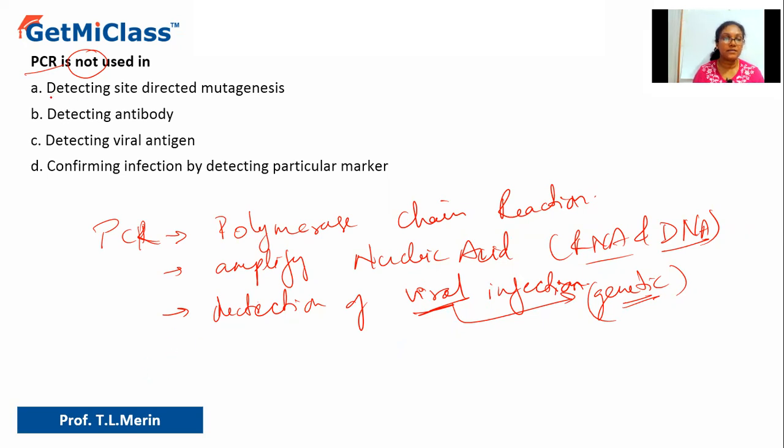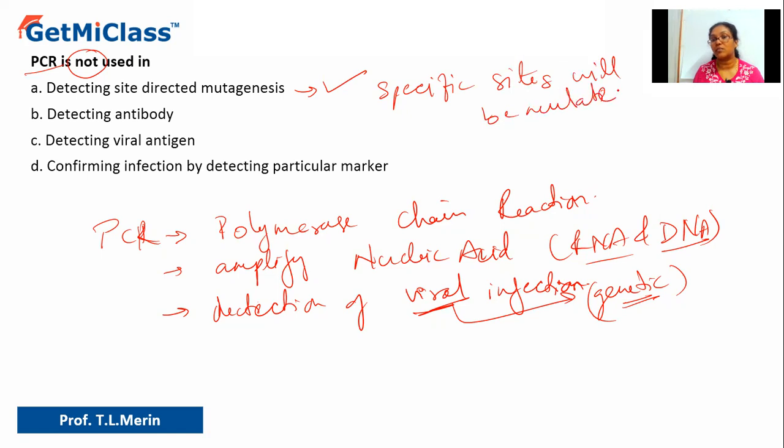Okay, let us see the applications. Option A says detecting site-directed mutagenesis. Yes, PCR is applied here, where specific sites are mutated, and further the same thing will be amplified and checked to see if the mutation has been caused or not. So we are talking about the DNA, and that can be detected by PCR. But here we have to look for the one where it is not used, and in option A, it is used.